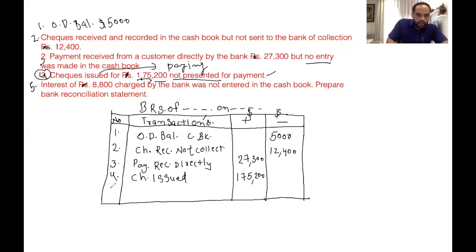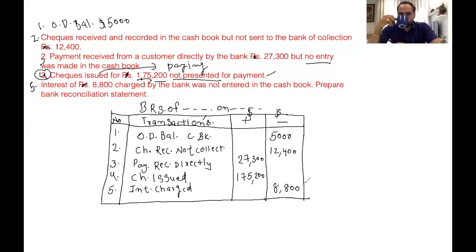Okay. Number 5, the last transaction. Interest of 8,800 charged by the bank was not entered in the cash book. What do you think? Let me write down here, interest charged. What will be the impact of this transaction, positive or negative? Negative. 8,800. Right?